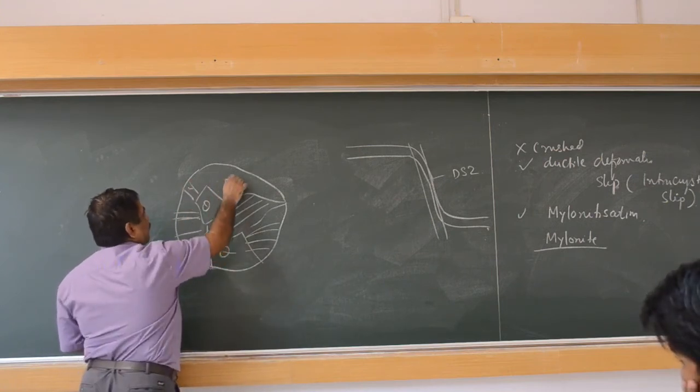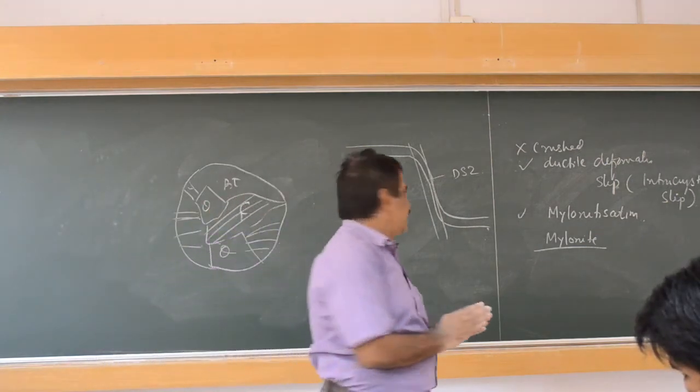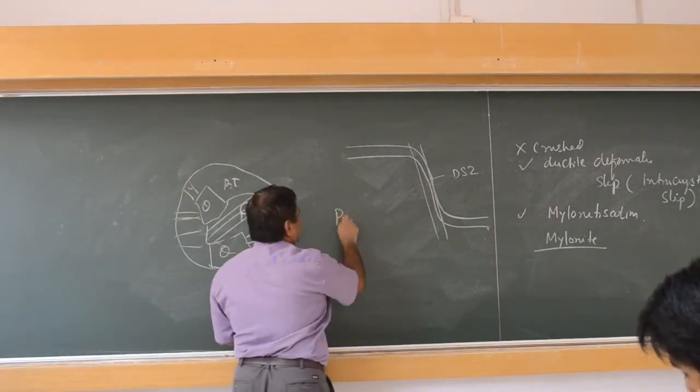Some biotite made there, this is feldspar. So this is the parent rock. So parent rock generally is named as protolith.